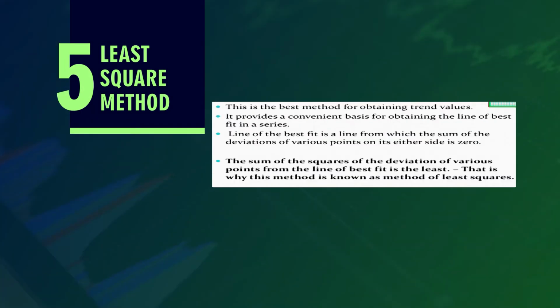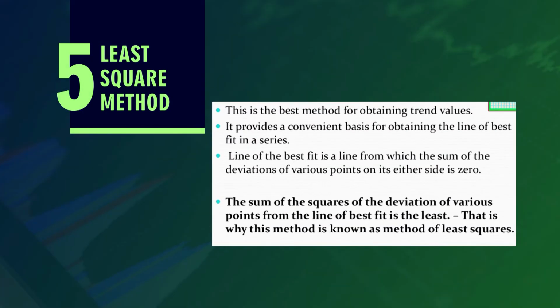So if you go more into the backdrop of the least square method, this is the best method for obtaining trend values. It provides a convenient basis for obtaining the line of best fit in a series. The line of best fit is a line from which the sum of the deviations of various points on either side is 0, and the sum of the squares of deviations of various points on the line of best fit is the least. So that is why this method is known as the method of least square.